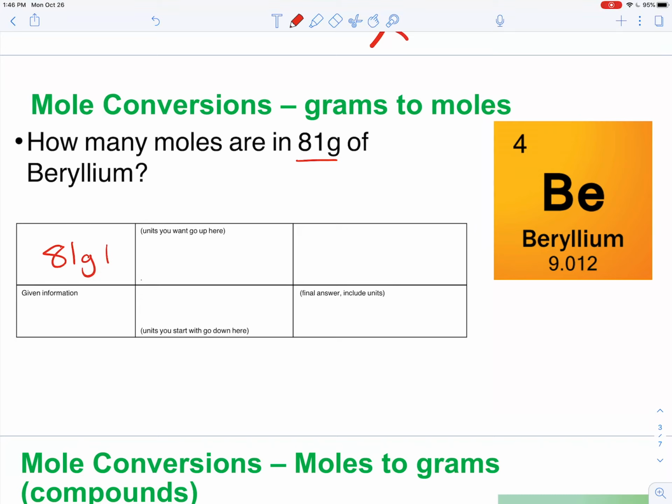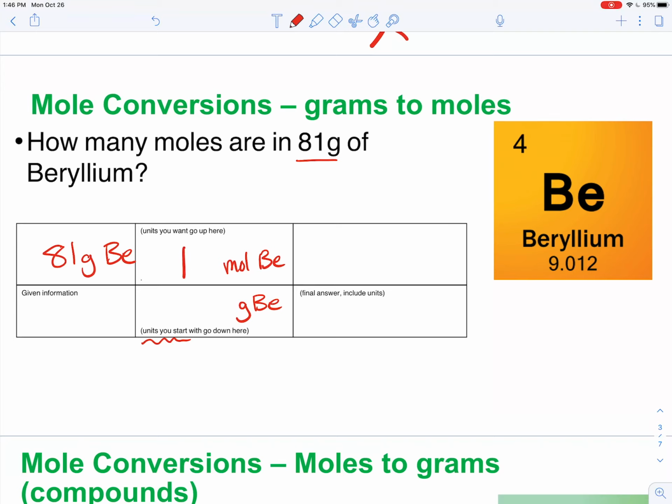We always start with the given information. We've got 81 grams of beryllium. The units we start with go back on the bottom. So if I started with grams, I'm going to put grams back down here. What units is it asking for? What are we looking for? We're looking for moles of beryllium.